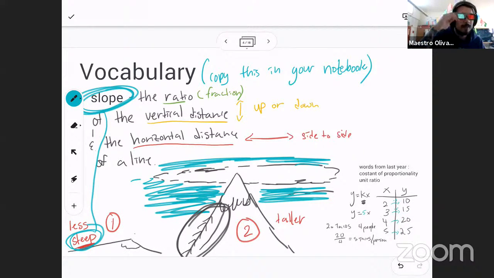Oh, what just happened? Can I take off my glasses? No, I can't. Okay. Slope is measuring how steep a line is. That's all it is. That's all it's doing.